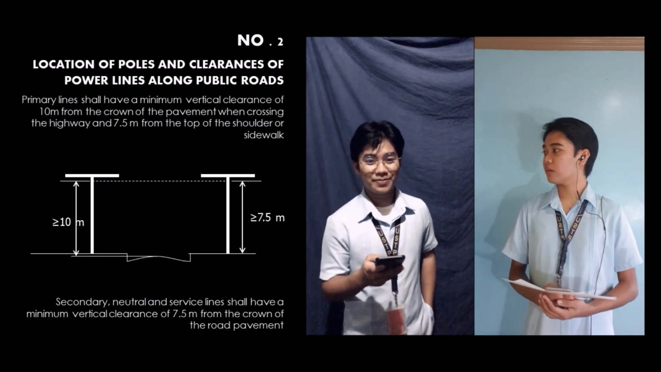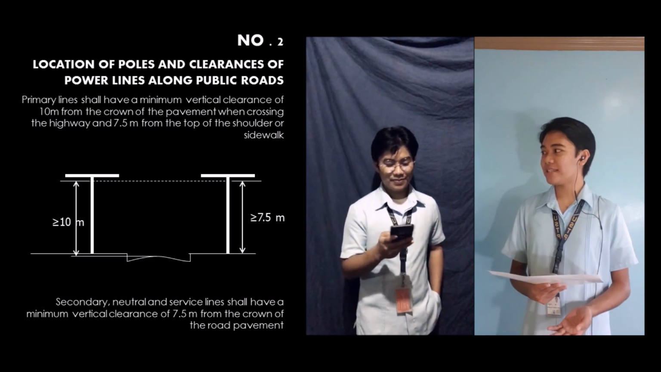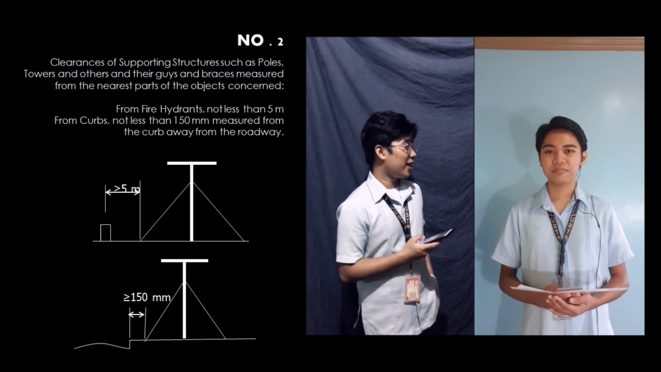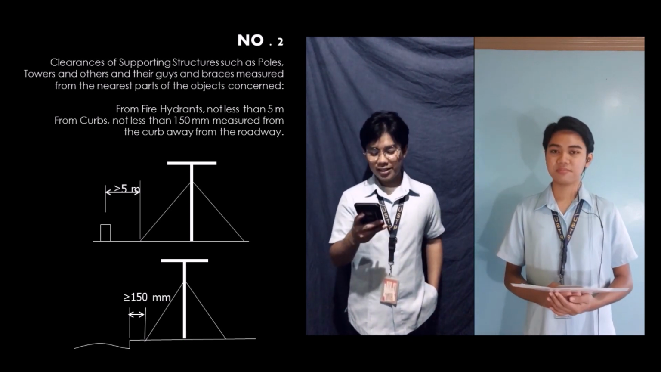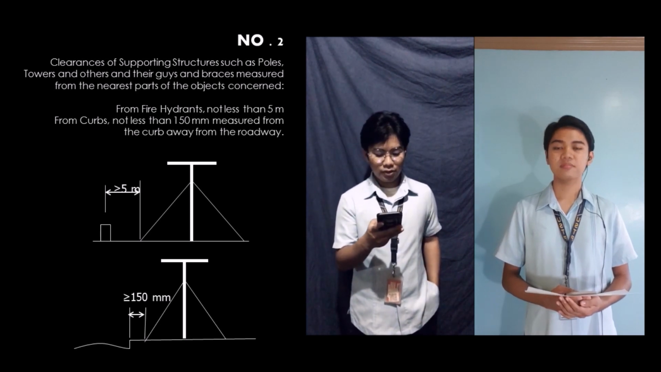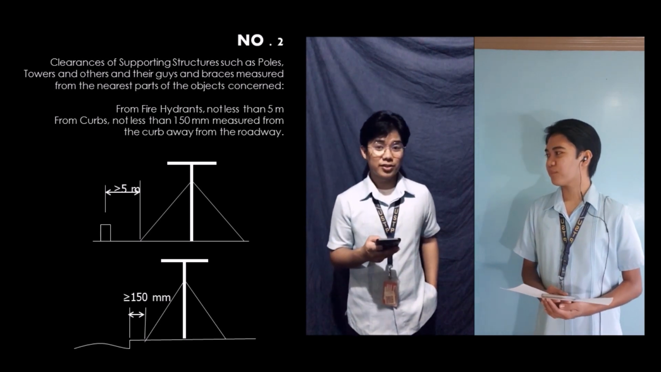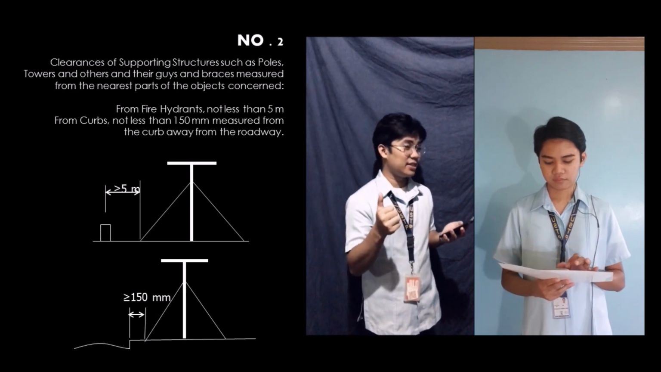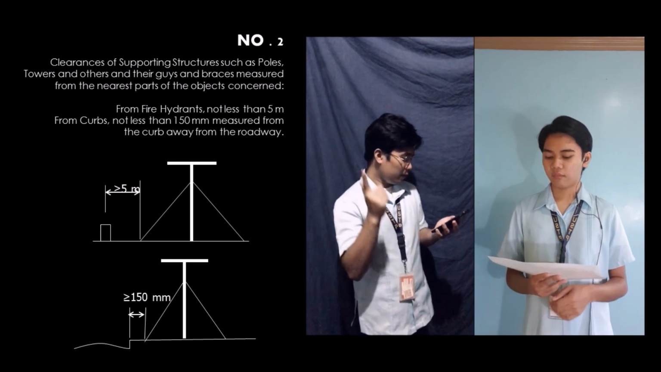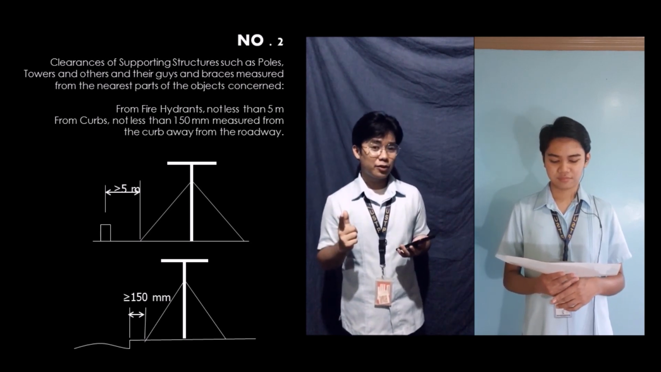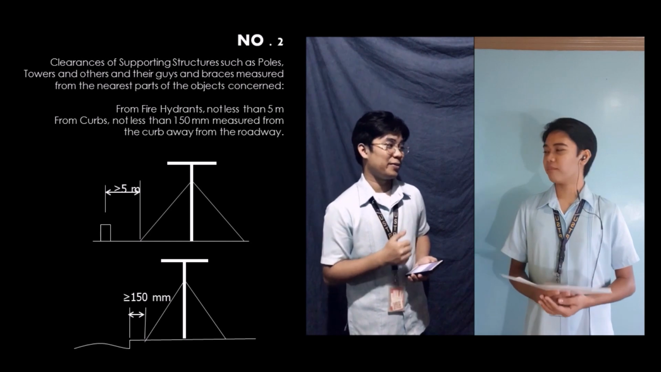Oh, so the supporting guys are considered as well? Yes, Earl, that is actually correct. According here, all clearances of supporting structures and their guys and braces are measured from the nearest parts of the objects concerned. So for example, from fire hydrants not less than 5 meters, and from the curbs not less than 150 millimeters measured from the curb away from the roadway.